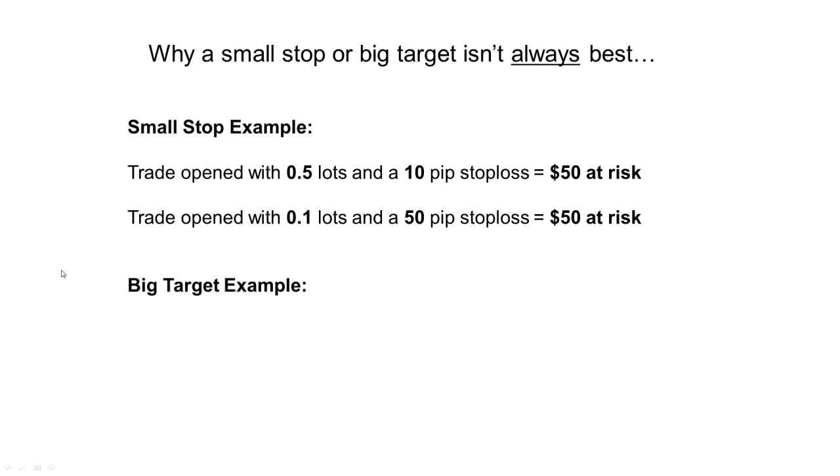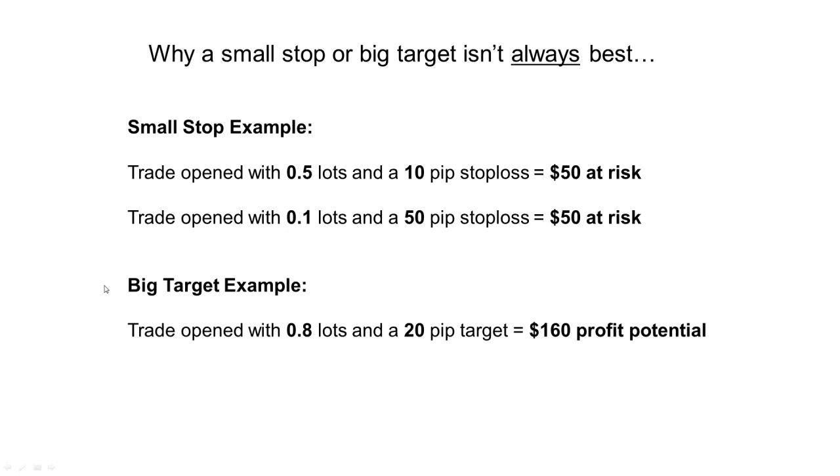Now let's look at a big target example. Let's say you have a trade that you opened with 8 mini lots. So 0.8 standard lots is $8 a pip. And let's say you had a 20 pip target. So it's kind of a smaller target, 20 pips. Well, that would give you $160 profit potential. If you hit that target, you would make $160.